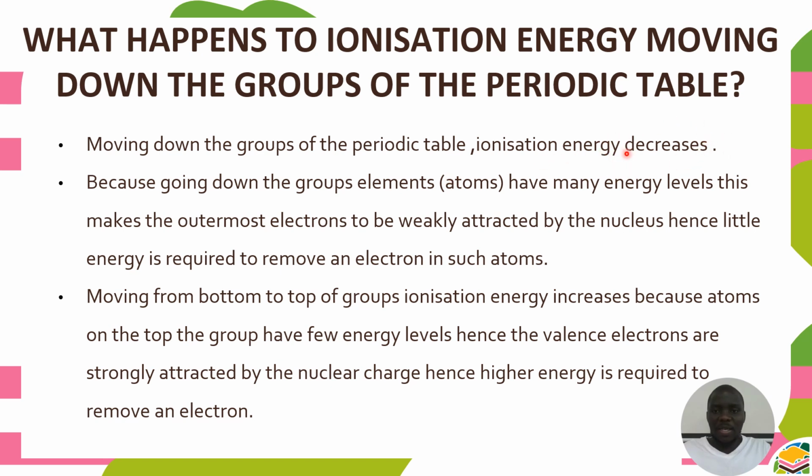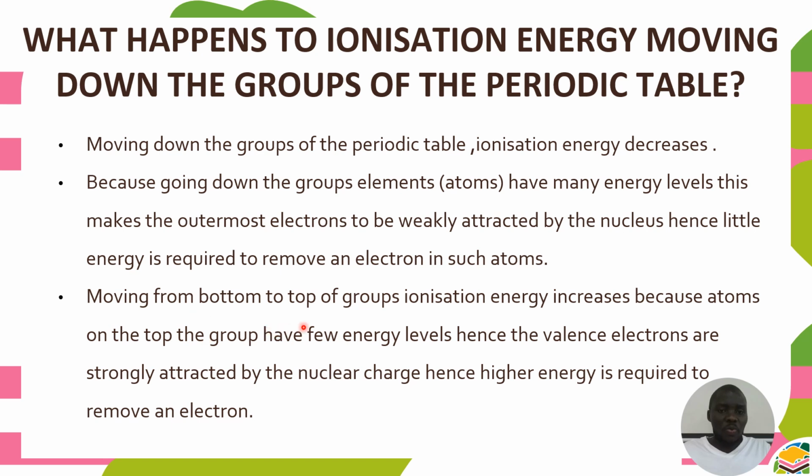Why does ionization energy decrease as we move down the groups? One, we have many electrons as we go down the groups, which means they occupy many energy levels. The atomic radius increases as well. It means the outermost electron is weakly attracted by the nucleus. Hence, it can be easily removed. That's why the ionization energy decreases.